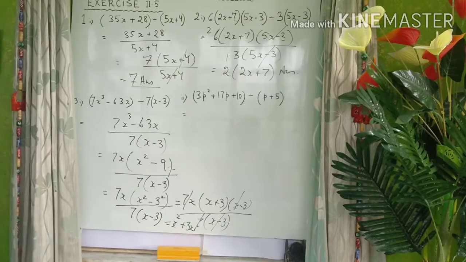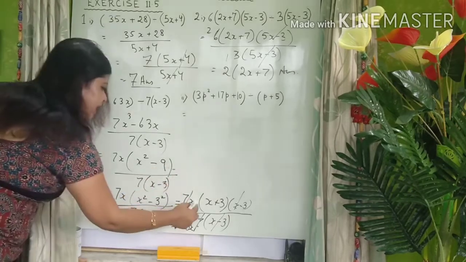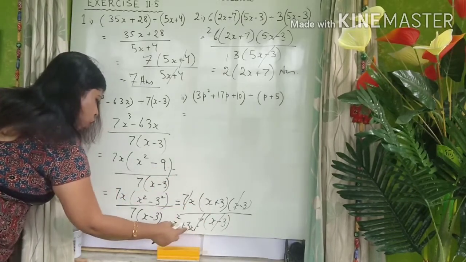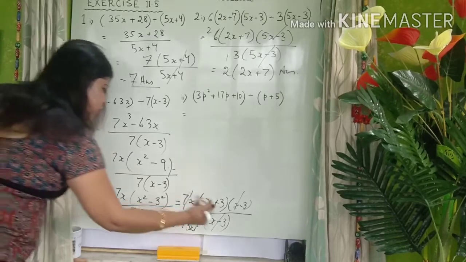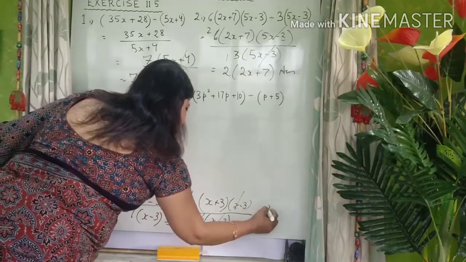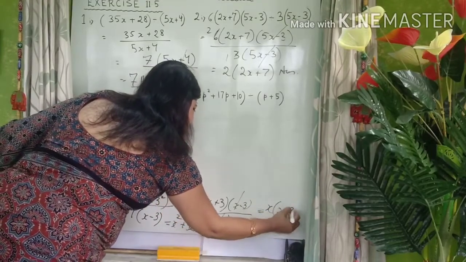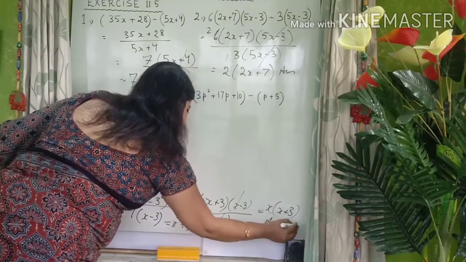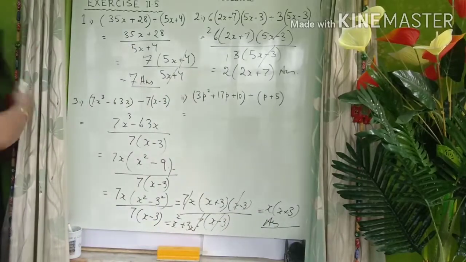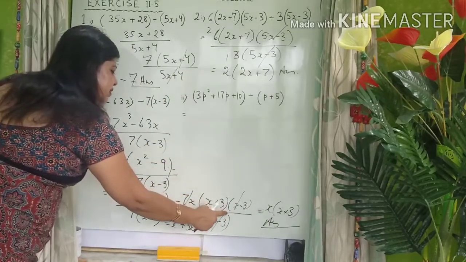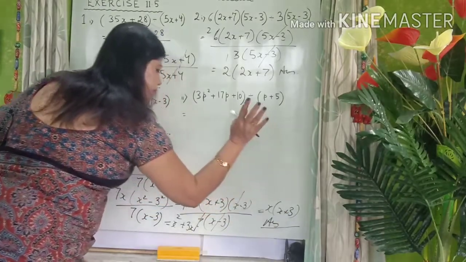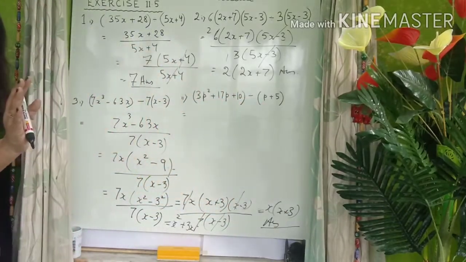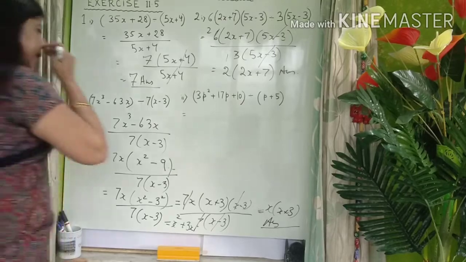x into (x plus 3). So either you can keep it as x into (x plus 3) or you can keep it as x square plus 3x. Followed, you may solve like this, equal to x into (x plus 3) and that is your answer. Okay, I repeat. What is the answer here? The remaining portion, that is x into (x plus 3). If you write x square plus 3x, that is also correct.